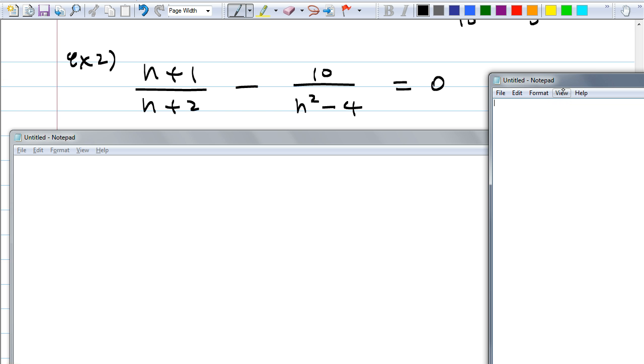Here's example 2. We've got n plus 1 over n plus 2 minus 10 over n squared minus 4 equals 0. This one looks a little bit different than the previous one because look at my denominator, especially the n squared minus 4. Alwyn, what do you see? Actually, someone else. Yeah, it's a difference of squares. Do you think we should factor the denominator? Yeah. What does it become when you factor, Andrew? N minus 2 times n plus 2.